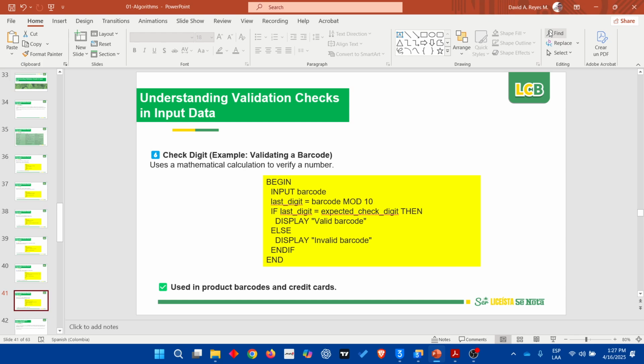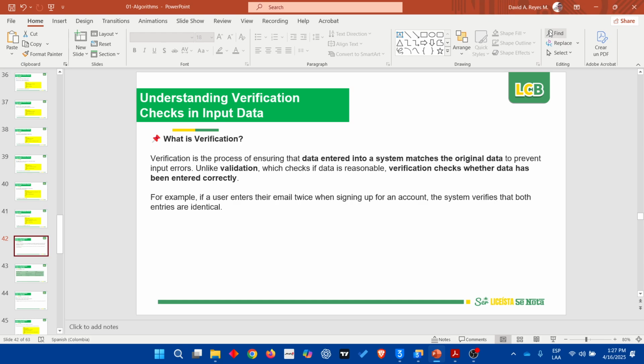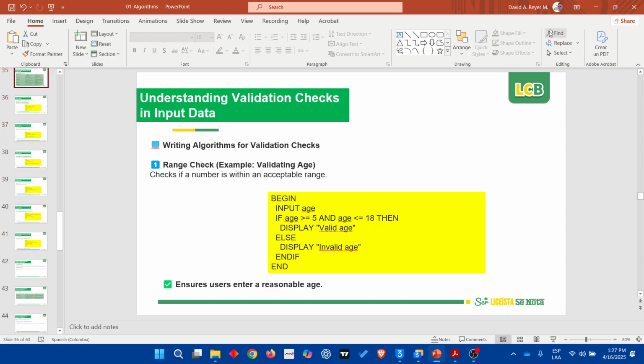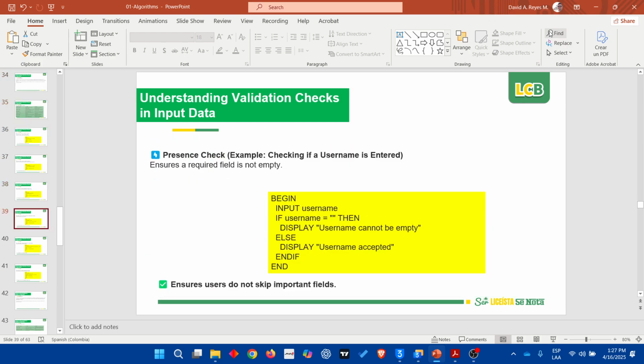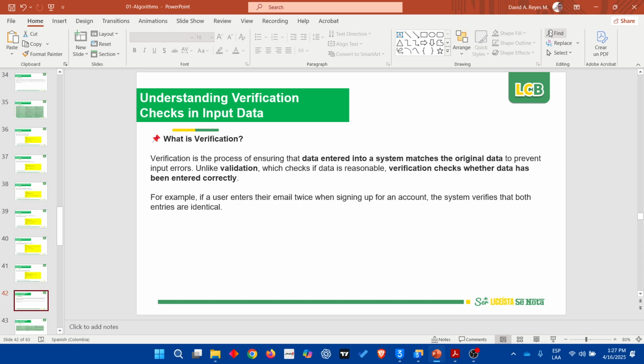There are many ways for checking digits that depend on the method that you use for your check digits. That is validation. So remember, validation is just to be sure that the data is reasonable and acceptable. Now, verifying or verification is the process of ensuring that the data that you put in your form matches with the original data to prevent input errors. Okay. What does that mean?